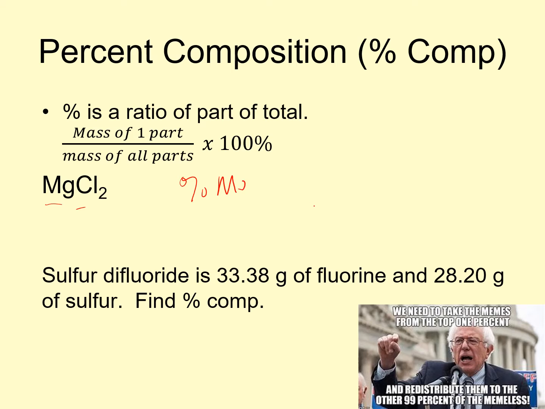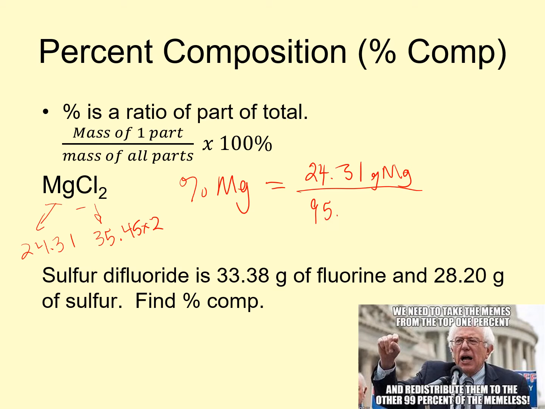For percent of magnesium, we would do the mass of one part. I go to the periodic table and get magnesium, 24.31 grams of Mg, over the total. So I'd have to add up 2 chlorine plus a magnesium: 24.31 plus 35.45 times 2, and I find out that is 95.21 grams total. Then to do a percent, I divide that by that, times 100, which would be 25.53% magnesium.